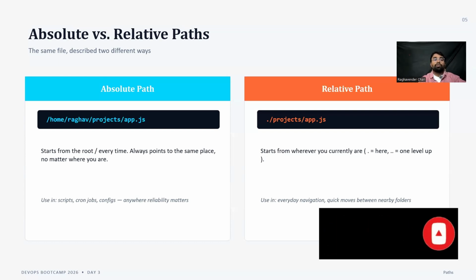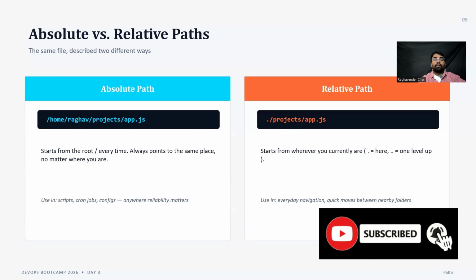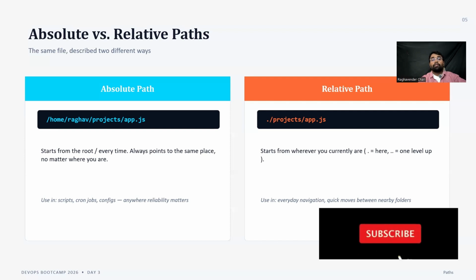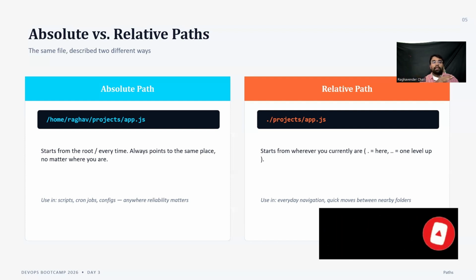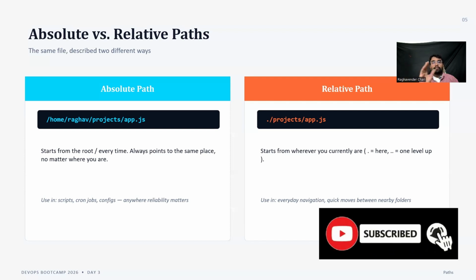Use absolute paths in scripts, cron jobs, configs, anywhere readability matters. We can use absolute paths everywhere, but relative paths are for everyday navigation, best between nearby folders. If you are working on a specific project and you are already in that folder, you can use relative paths in your day-to-day life. With an absolute path, you need to type the full folders every time, so it is a bit time consuming, whereas with a relative path you can work quicker.